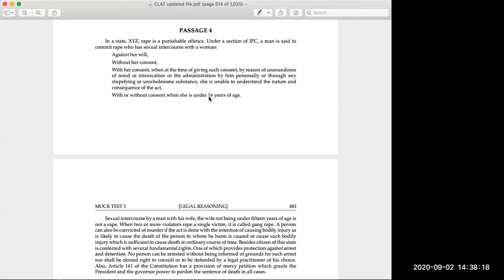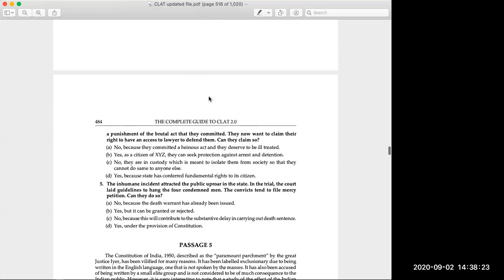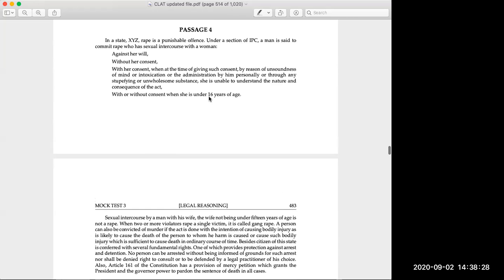So this passage talks about a state XYZ in which rape is a punishable offense. It describes certain criteria under the section of IPC under which a man is said to commit rape. And in the last few lines, the author is trying to draw our focus to some of the fundamental rights which have been granted to the citizens of XYZ, like Article 161, and protection against arrest and detention.